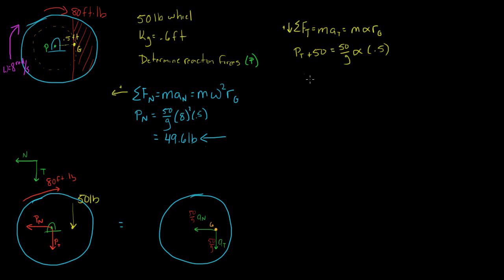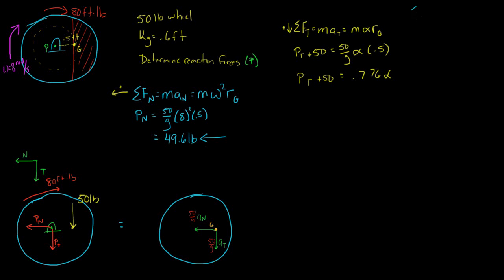Okay, so this is PT plus 50 is equal to 0.776 times alpha. That's fine. Two unknowns, one equation. I need to go look at another equation. And the equation I want to use is the sum of my moments equation.